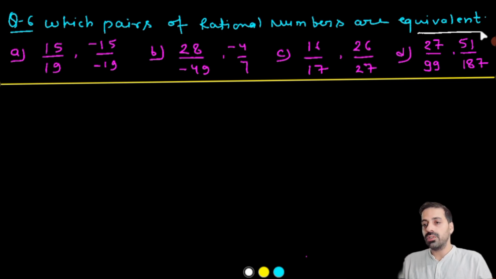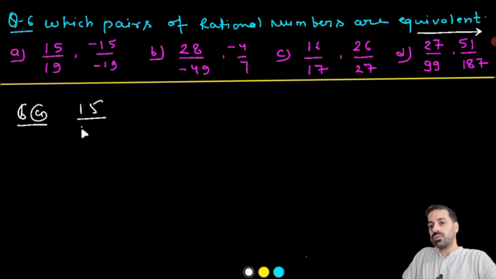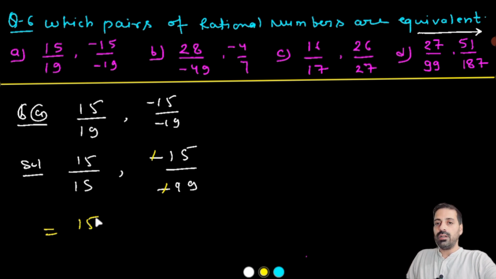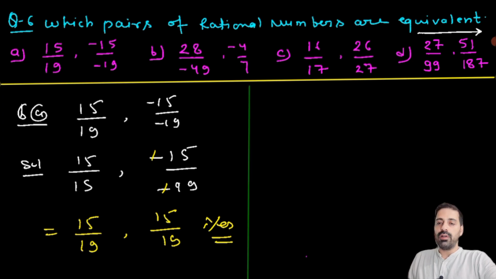Now move to the next question. Which pair of rational numbers are equivalent? We have to find which pair of numbers are equivalent here. So question number 6 part A, I am going to solve here. 15 upon 19 and negative 15 upon negative 19. So my dear students, you can see here the first number is 15 upon 19 and the second number is negative 15 upon negative 19. So negative and negative is a common factor between numerator and denominator, so we will cancel them out. So finally we have 15 upon 19 and 15 upon 19. So yes, they are a pair of equivalent numbers.